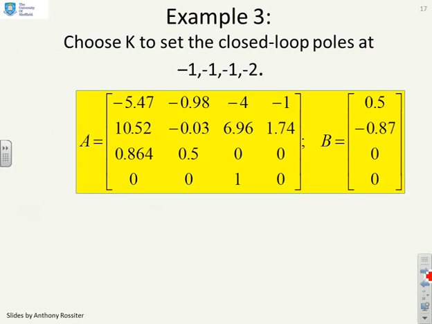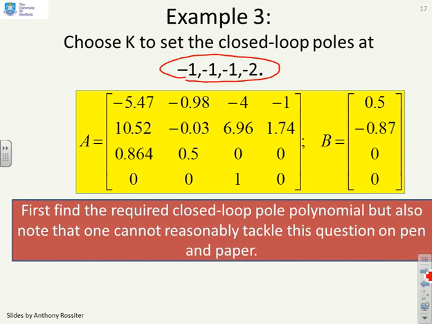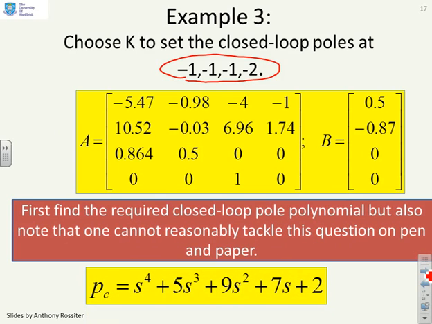Example 3. Now this one is getting even messier. Now we are 4 by 4, and hopefully you'll be convinced by now you don't want to do this on paper and pen, especially given that this matrix is moderately dense, so it's not got lots of zeros. So first, I want to set the closed loop poles -1, -1, -1, and -2. So the first thing to do is find the closed loop pole polynomial. Now that's not too difficult in this case, and you'll see the coefficients are 5, 9, 7, and 2.